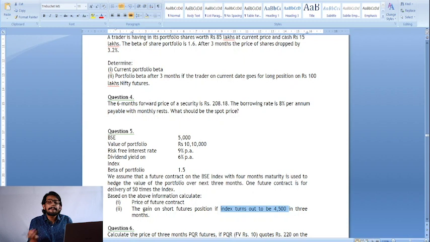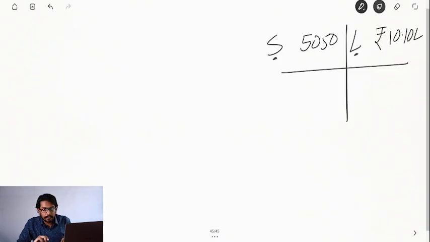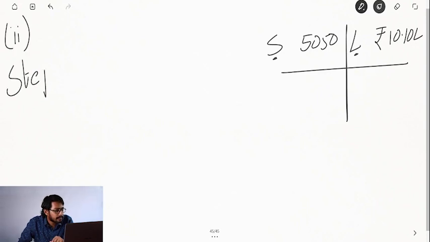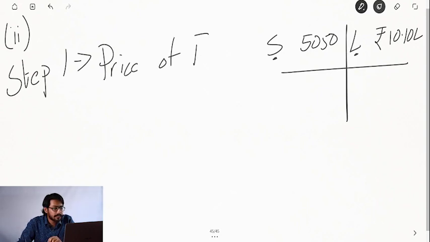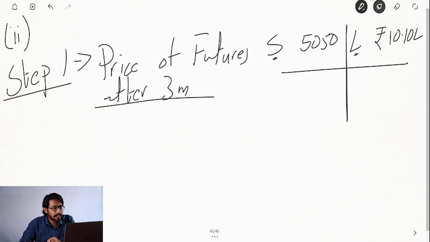After 3 months, pay attention, the index, BSE, turns out to be 4500. Mind you, if index is 4500, what is the price of futures after 3 months? So part two, step one, we can shuffle this. There are 3-4 steps. You can do it in any order. Step one, price of futures after 3 months.